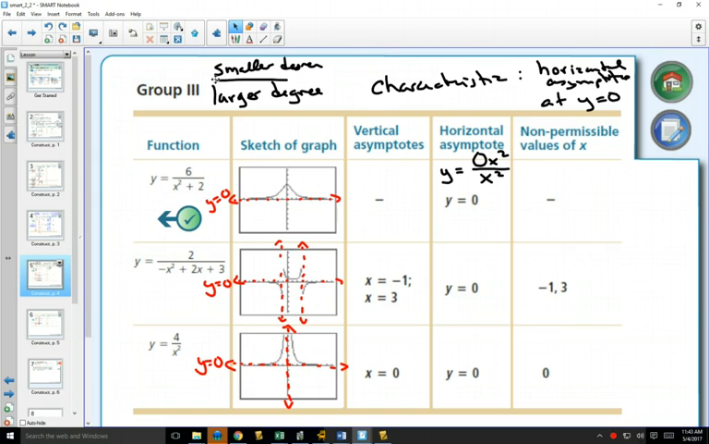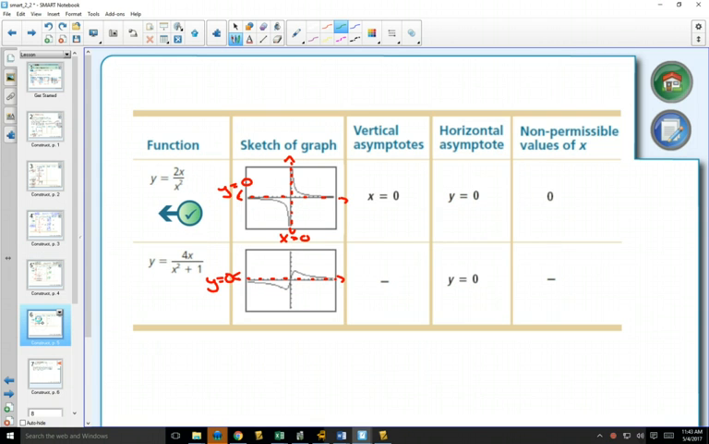Okay, so we get an asymptote at y equals 0. Same thing in the second one. What's your highest power? It's an x squared. How many x squareds do we have on top? None. How many do we have on the bottom? A minus 1. What happens when you do 0 divided by a minus 1? You get 0. The next one, it's x squared again. You have no x squareds on the top. You have 1x squared on the bottom. Simplify that, you're going to get y equals 0.